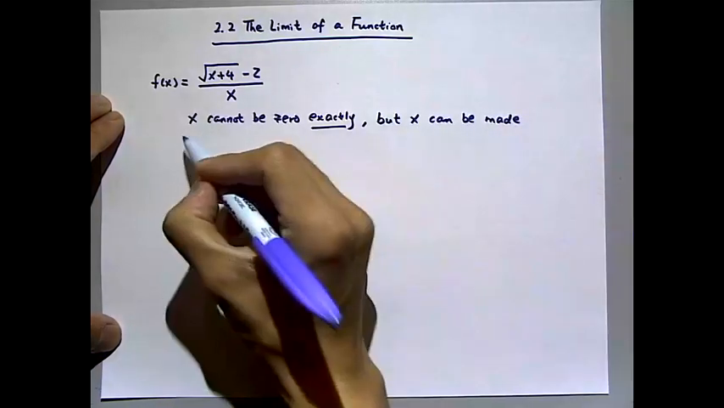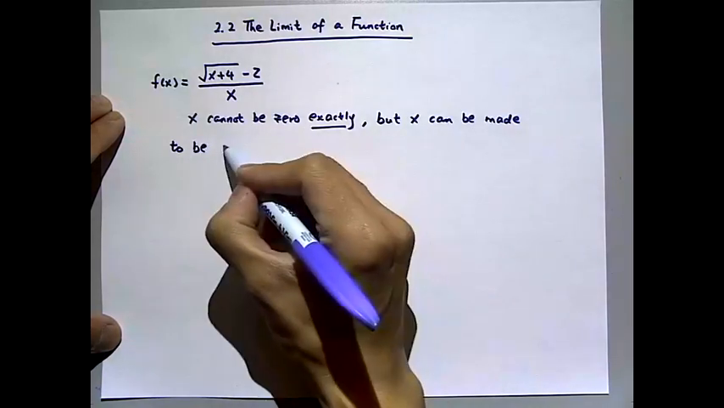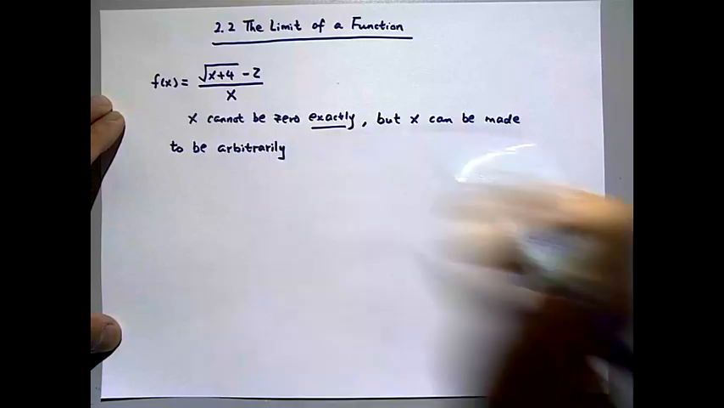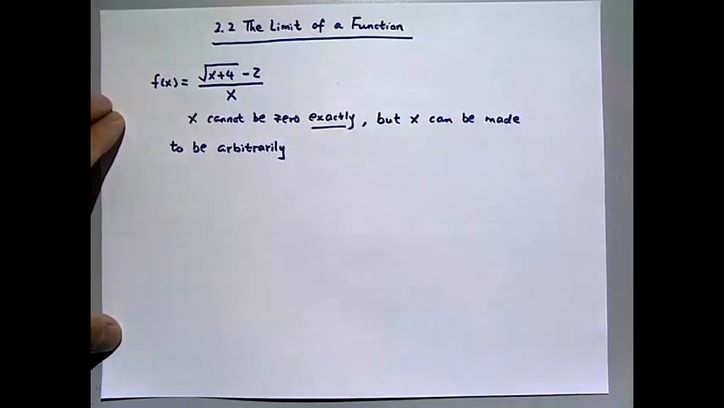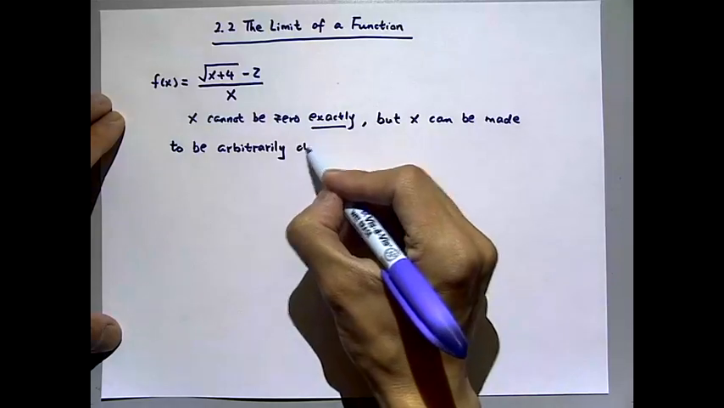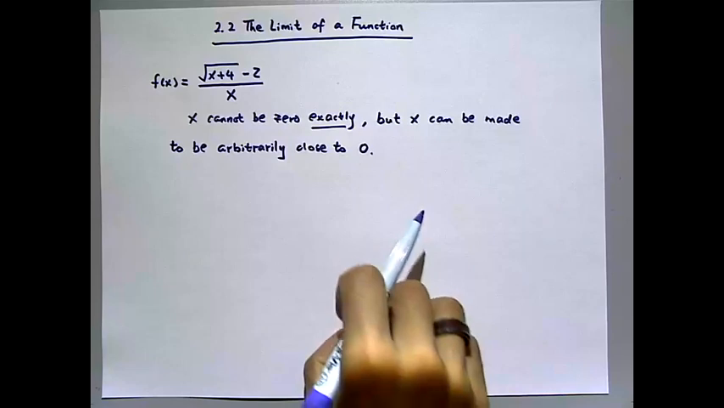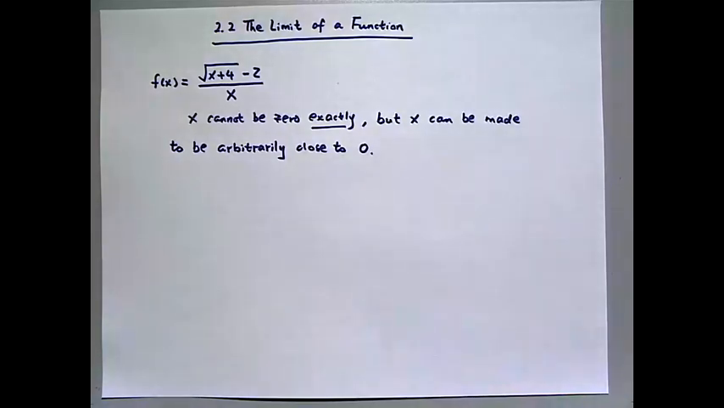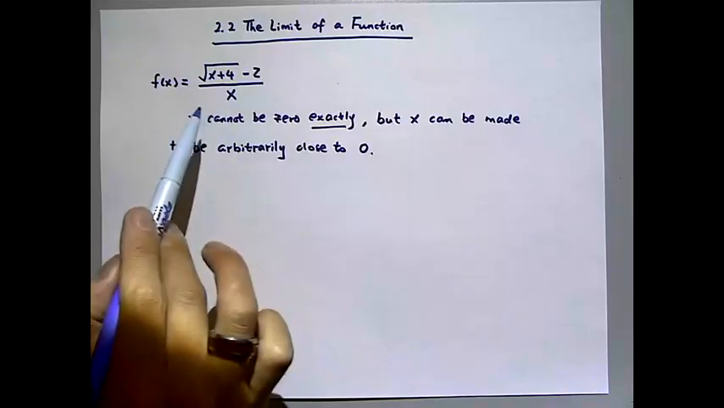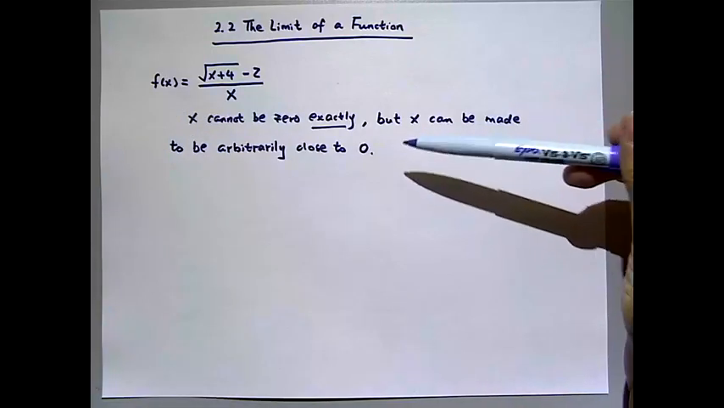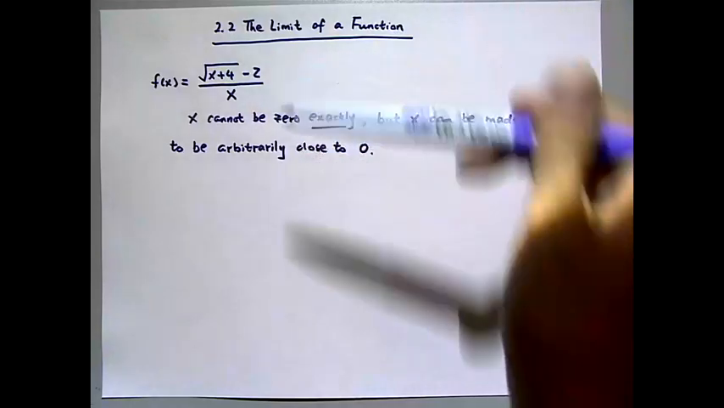But x can be made to be, you'll see this word a lot today, arbitrarily close to 0. Arbitrarily means as close as you want to and even more, right? So the question we want to investigate here is we can't let x be 0. But if we let x be really, really close to 0, what is this function eventually going to do?